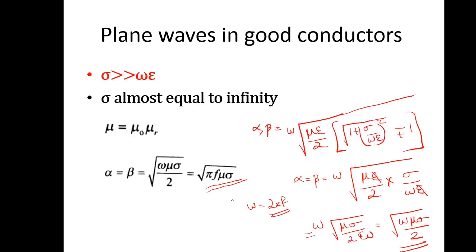Okay, now you got the value for alpha and beta. Here in case of good conductors, attenuation constant is equal to phase constant, that is equal to square root of pi f mu sigma. Okay, this is an important equation. This is applicable only in case of good conductors.